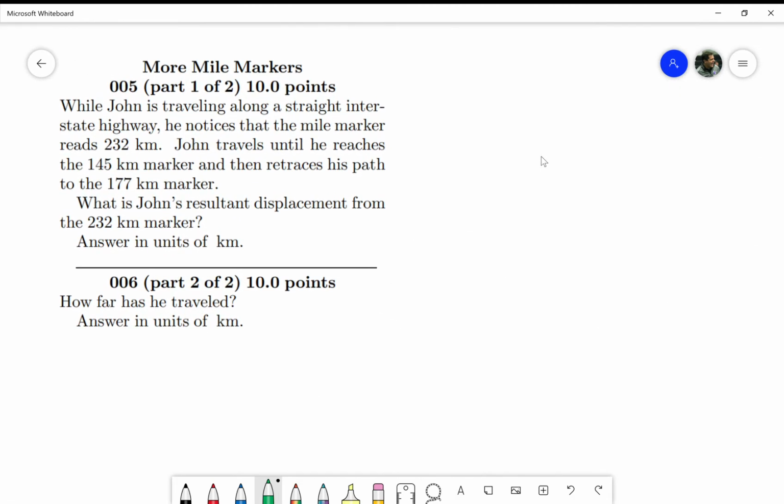All right, so we got John that is at a marker that says 232. So let's draw a picture. I have 232 as my marker here. He goes all the way back to 145, turns around, and then goes to 177.